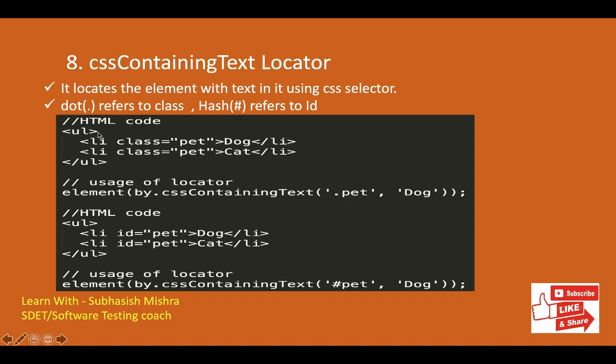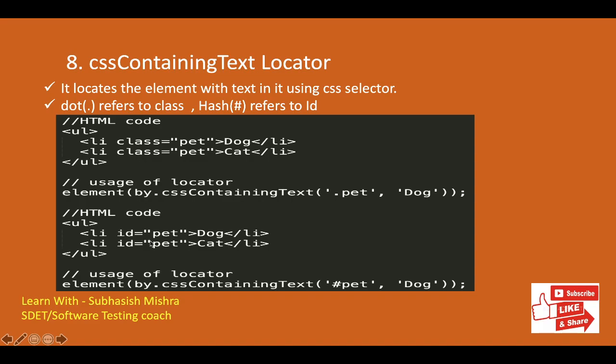Here you can see the HTML code, which means we have a user list and this user list contains a list of items. So there are two pets, you can see one is dog, one is cat, and we will try to identify this dog. Here we have an attribute class. Sometimes maybe you will find the attribute as ID, but here anyway we have the attribute as class. So how we will do that?